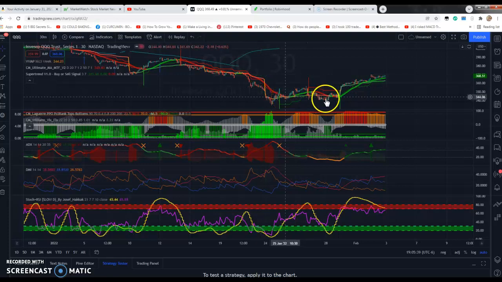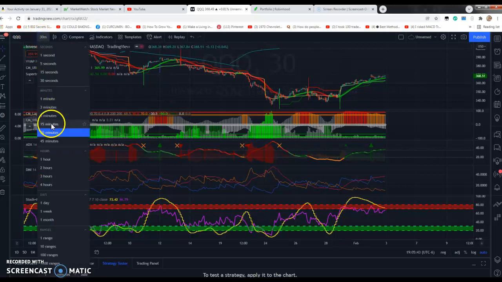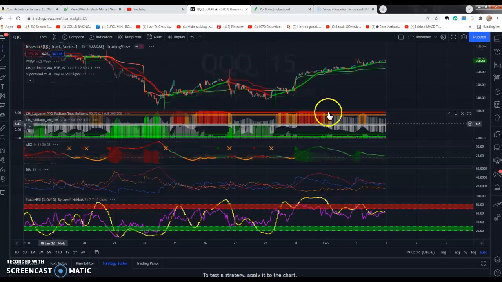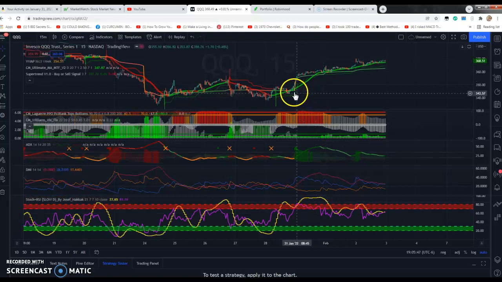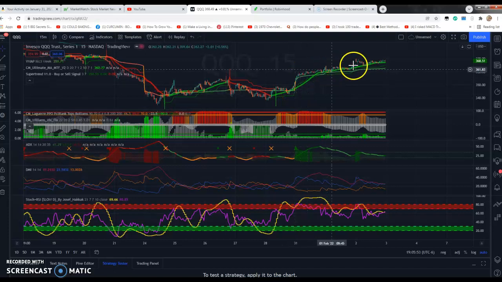So another thing you could do is look at it in the 15-minute as well. So I'm going to change it to the 15-minute because you'll see different things with the VWAP. Now here, this wasn't on the 30, but here it went underneath the line. So that's a buy. You could see it pop the next day or two.